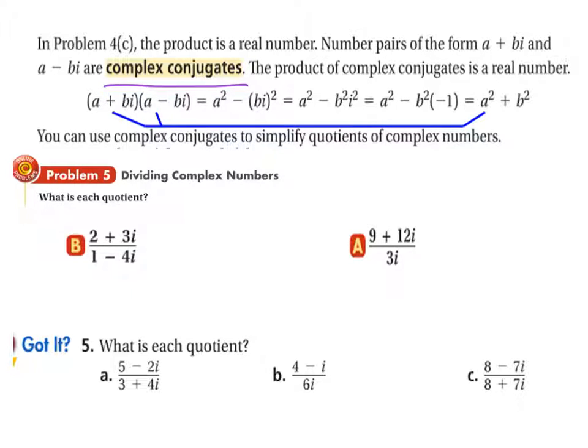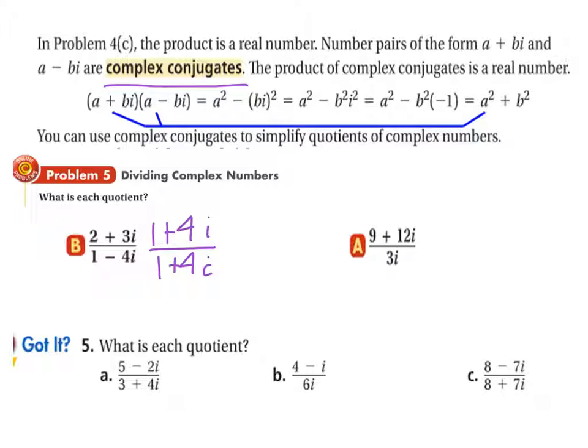Now, the reason this comes up so much is because we use complex conjugates in order to simplify quotients of complex numbers. So if I have something like 2 plus 3i over 1 minus 4i like we have here, I can't really do the division, but I can simplify it so that I can write it in the standard form for a complex number. Now, all I have to do is multiply by the conjugate of the denominator. The denominator being 1 minus 4i, the conjugate for that is 1 plus 4i. So 1 plus 4i. Again, we multiply top and bottom by the same thing. This is just a fancy version of 1. So we multiply top and bottom by the same thing.